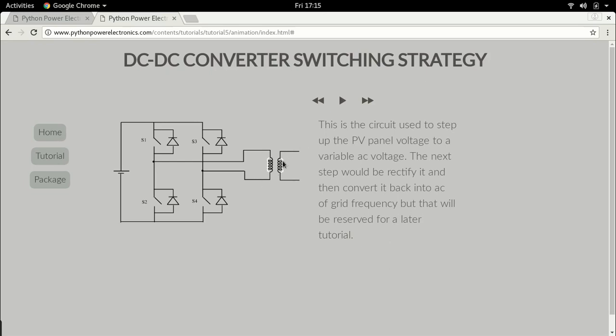Now a word here about the transformer. This transformer will be a high frequency transformer. This is not like our typical distribution transformers of 50 or 60 Hertz. The reason is that the output AC voltage at this point is a high frequency square waveform. It is not a 50 Hertz sinusoidal waveform.